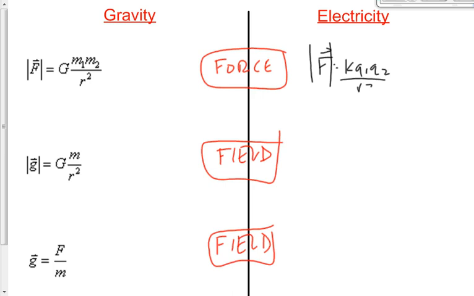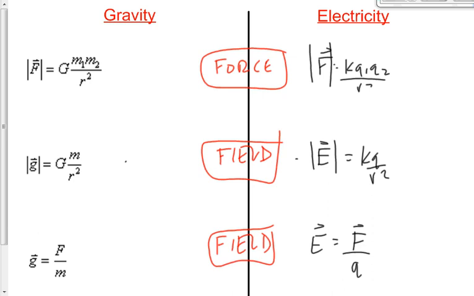Yeah. Good. When you have information about what causes the field, whether it's gravity or electricity, we're going to use the second equation. When you have information about what experiences the field, we're going to use the third equation, and that's the experiencer equation.